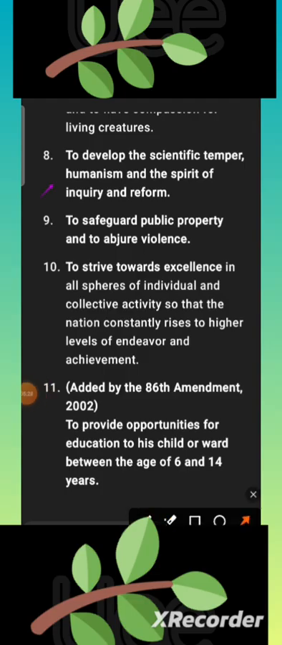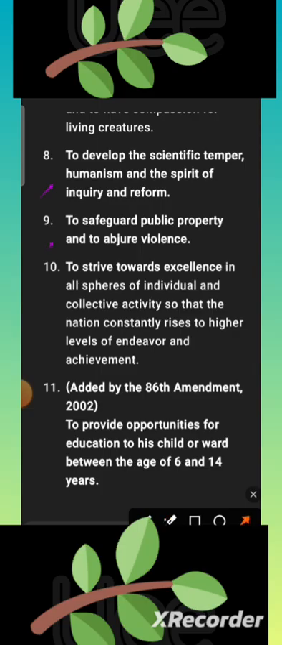Number 8. Develop scientific temper, humanism, and the spirit of inquiry. Be rational, curious, and open-minded, asking questions, rejecting superstitions, accepting evidence-based truth. To develop scientific temper, humanism, and the spirit of inquiry and reform. In education, science fairs, experiments, critical thinking exercises.